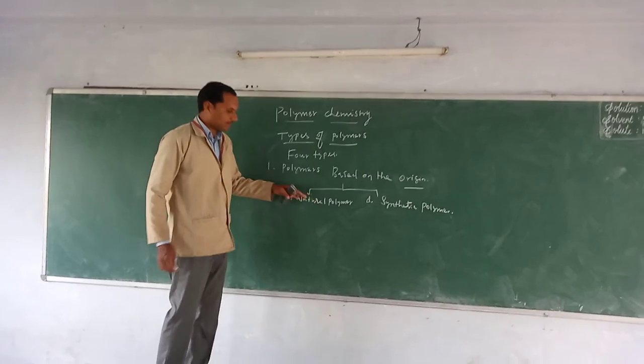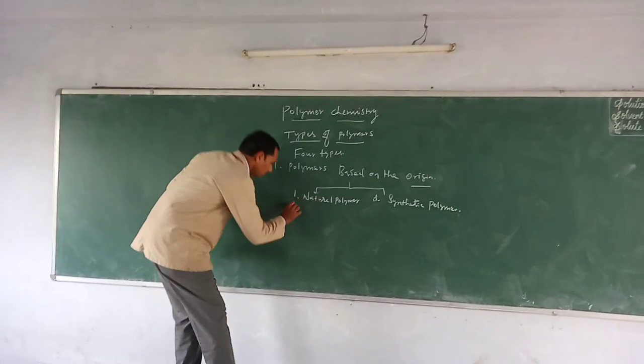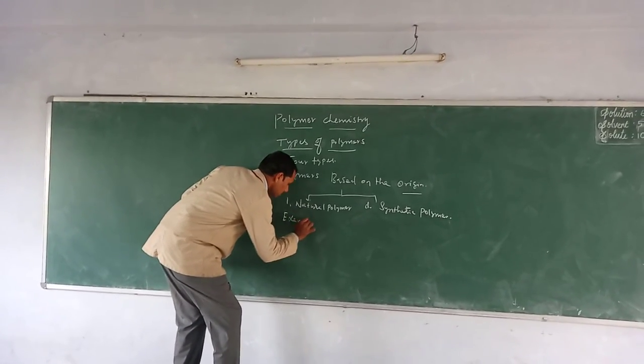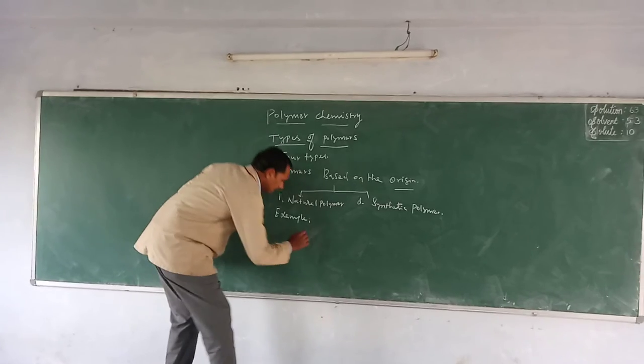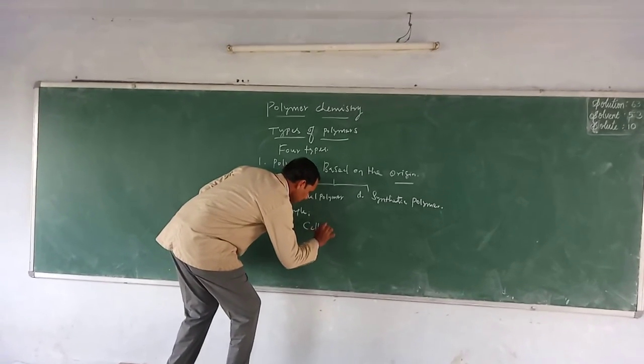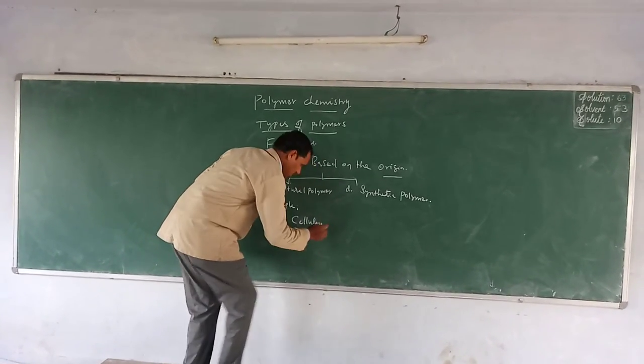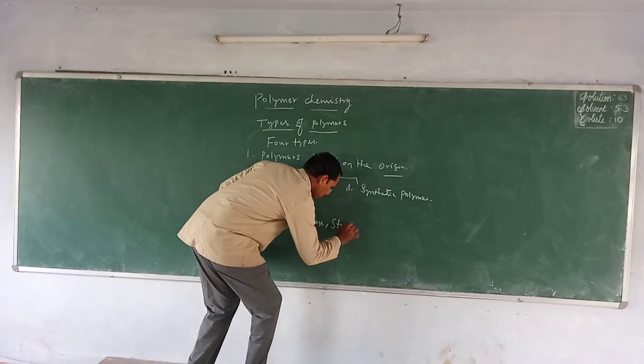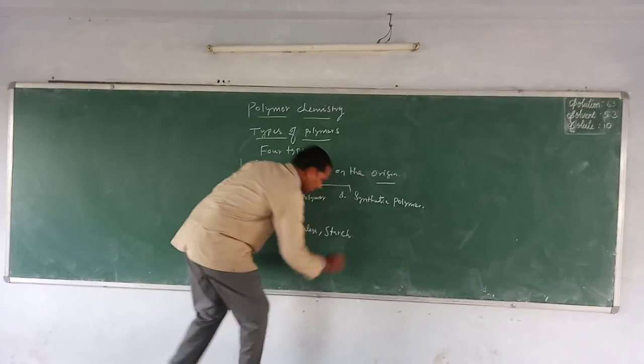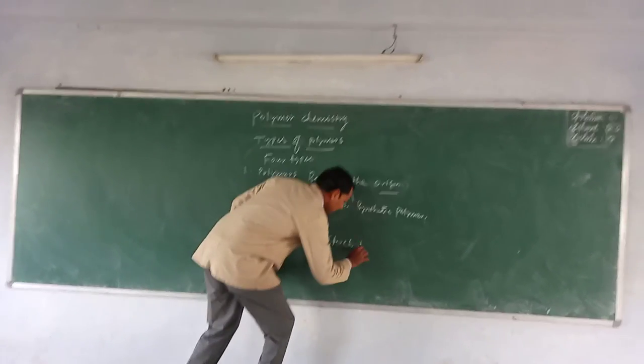Natural polymers are polymers obtained from nature, for example cellulose, starch, protein.